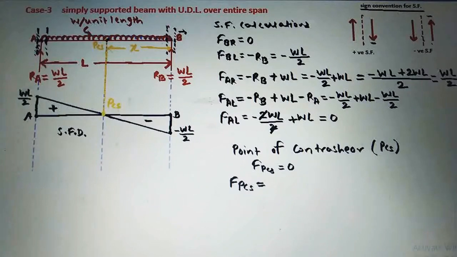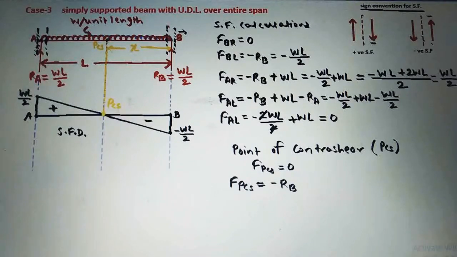See, on the right side there is RB. So RB is acting in an upward direction. So on the right side of this section, RB is acting in an upward direction, so we will take it as negative according to the sign convention for shear force.